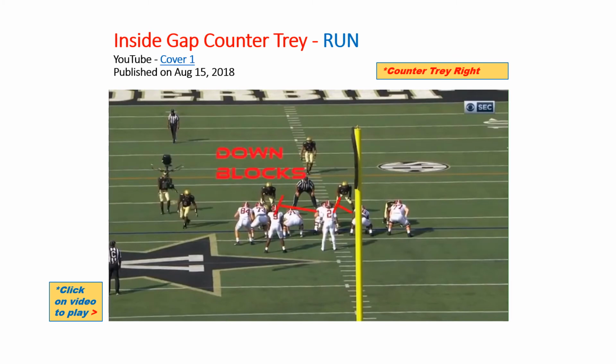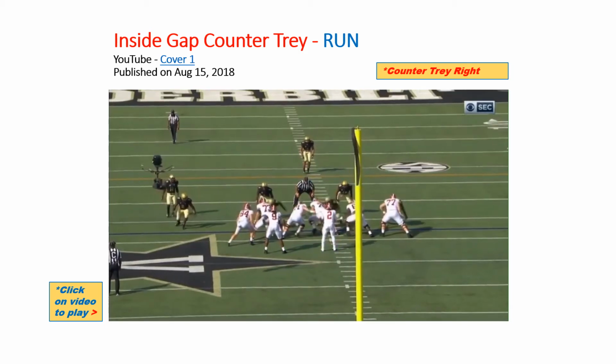You'll see it from behind. Again, down blocks. Block your inside gap to the backside backer. Guard's going to pull, kick out the defensive end, and the H-back will bomb block, going to pull and block on the Mike.